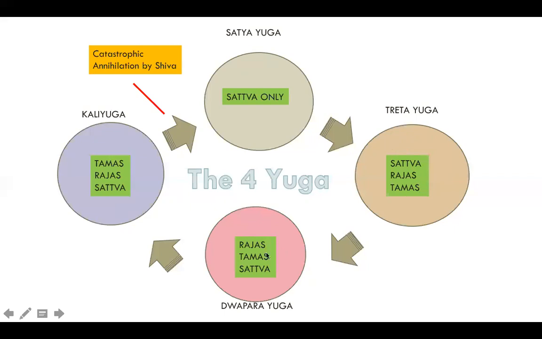But then you have Dvapara Yuga, which is the Rajas on top, so it kind of favors action. And in the last yuga, which we're in, Kali Yuga, ignorance and darkness reign supreme, and Sattva and clarity is on the bottom. And the transition between these yugas typically can be kind of more unstable. And certainly in this one, from Kali to Satya, I believe that there's the concept of catastrophic annihilation by Shiva. When Shiva awakens and he takes on his form as Nataraj and annihilates the universe. And then we begin again, back to Sattva.